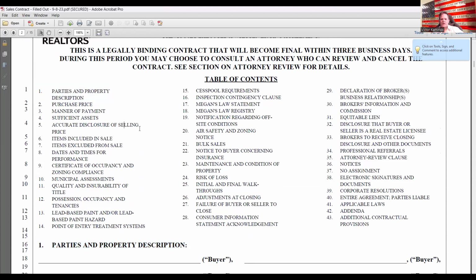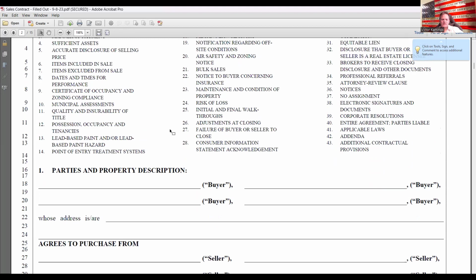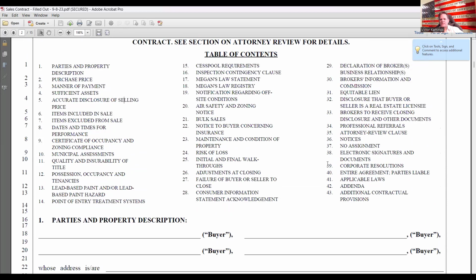So this is the way attorneys would make adjustments to contracts during attorney review. They'll say, delete this line or this section and replace with this. That's how they make the modifications to these contracts. So we got to go to section 29 and see what they mean about business relationships.